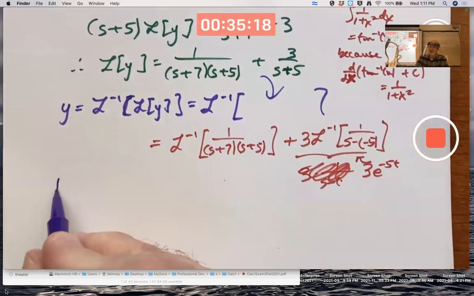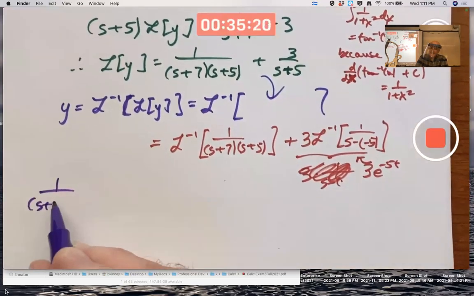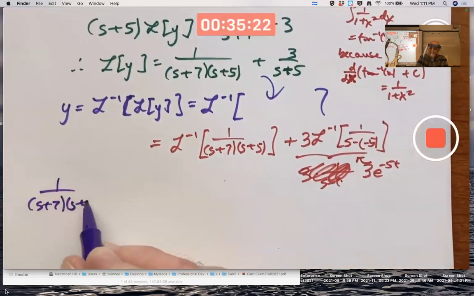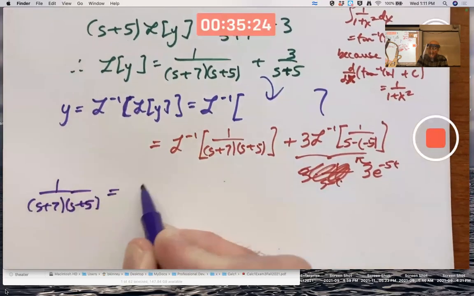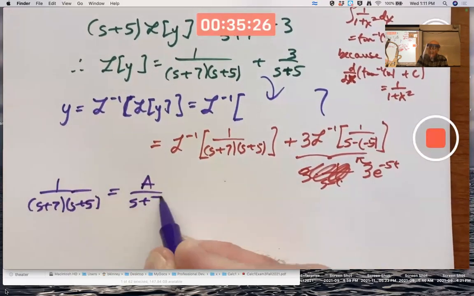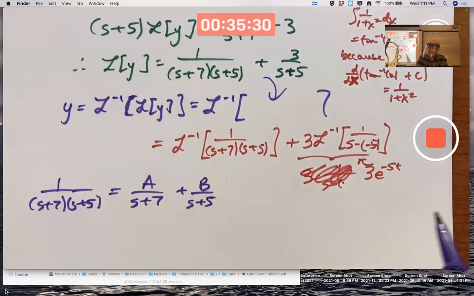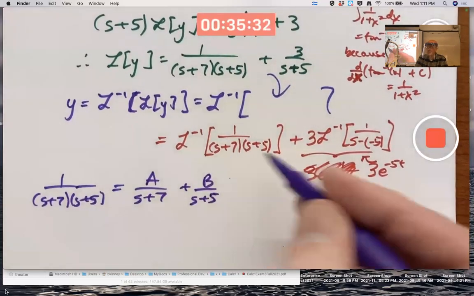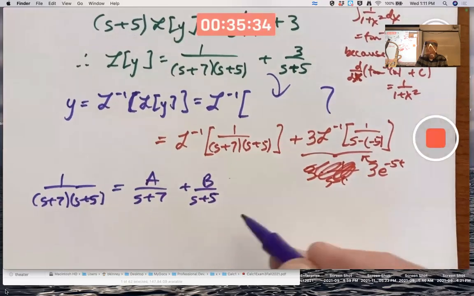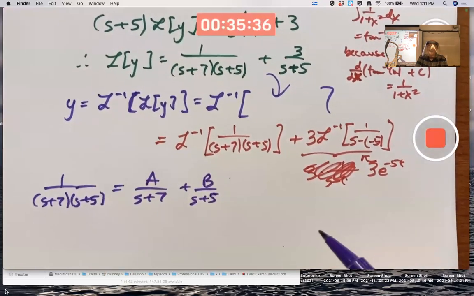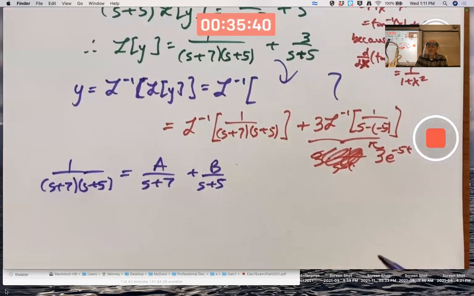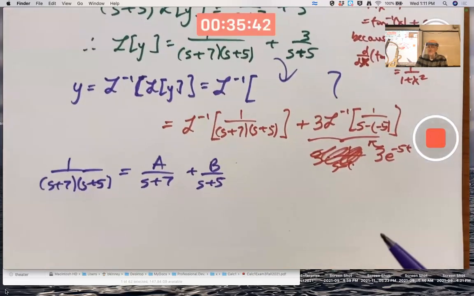I need to figure out how to write 1 over s plus 7 times s plus 5 as some constant a over s plus 7 plus another constant b over s plus 5. And I hope that makes sense as a good thing to do, because then I'd be able to apply the inverse Laplace transform to both of those things and add the results. Solve for a and b.